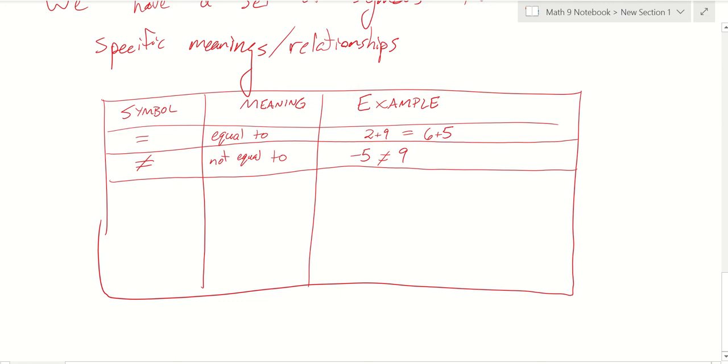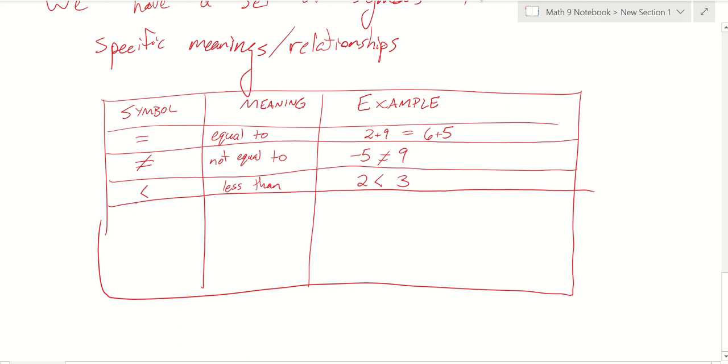Now let's look at another symbol. This is our first inequality symbol, our first true inequality symbol. I don't think the previous symbol is technically called an inequality symbol, but it definitely means not equal. But for this symbol right here, this means less than. And an example here would be, let's look at our numbers of 3 and 2. Let's write 2 first and 3 here. So this particular statement, 2 is less than 3, is how we would read that out loud.